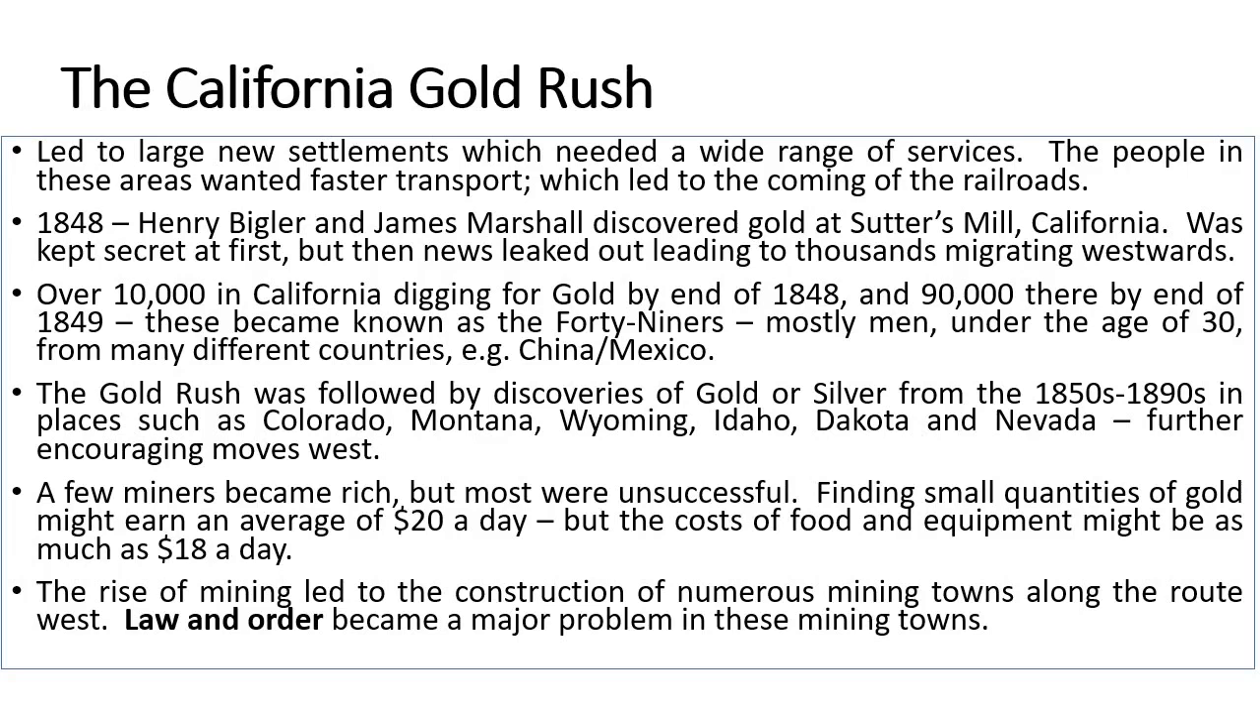Looking at this, what do we need to know about the gold rush? Well, just to give you a bit of an overview, obviously the starting point is the discovery of gold at Sutter's Mill in California by Henry Bigler and James Marshall. Now the timing is really significant because, of course, their discovery of gold comes pretty much about a month after California has been handed over to the United States by Mexico. In 1848, the United States defeated Mexico in the Mexican War, and one of their big territorial gains was California.